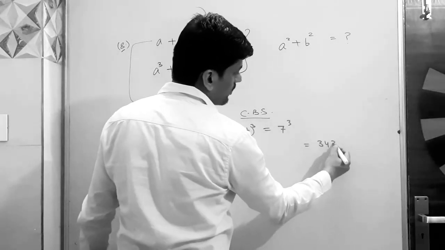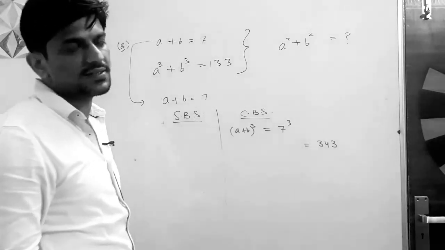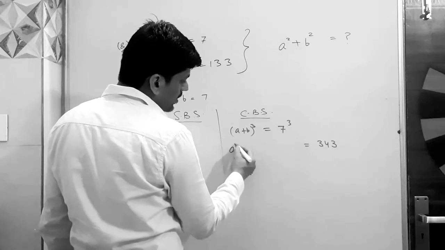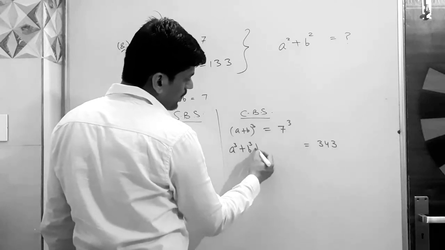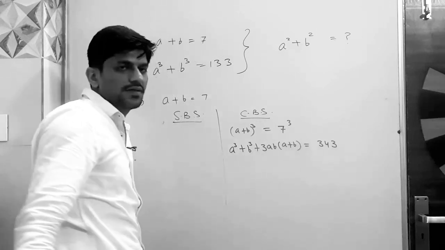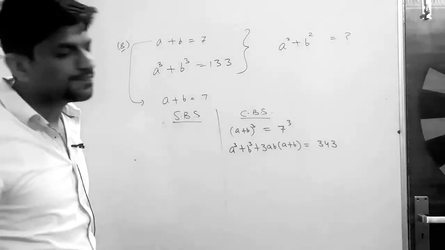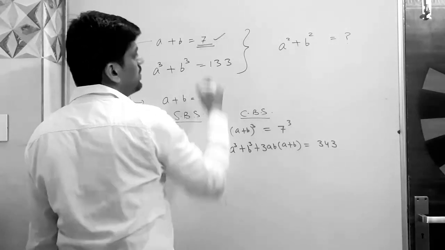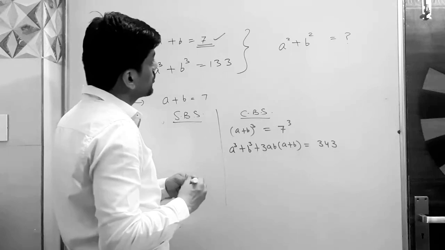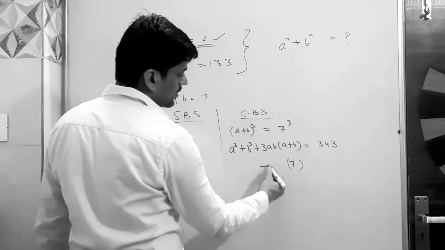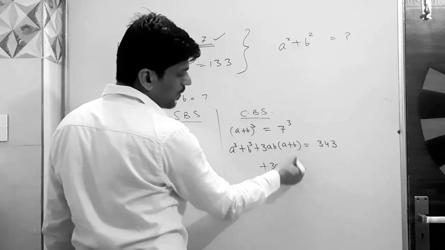So 7 cube is 343, 7 times 7 is 49, times 7 is 343, and (a plus b) cube is a cube plus b cube plus 3 times ab into (a plus b). This is the identity. You must remember this identity. Okay, so a plus b value is given to us as 7. So let us substitute the value here, 7, for a plus b. So it is 3 times ab into a plus b value, which is 7.